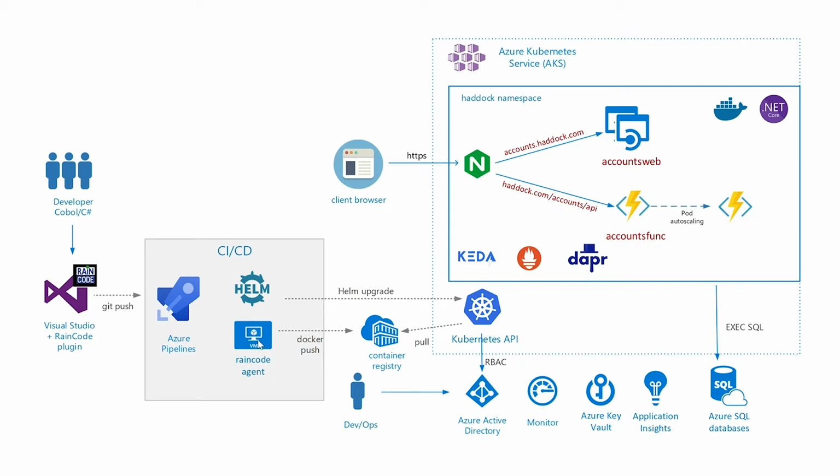For the continuous deployment part, we will use Helm charts that will automate the installation or upgrade of our application parts. Let's see a demo.